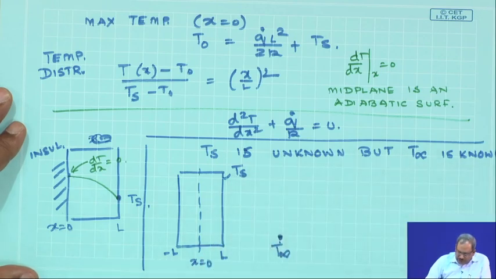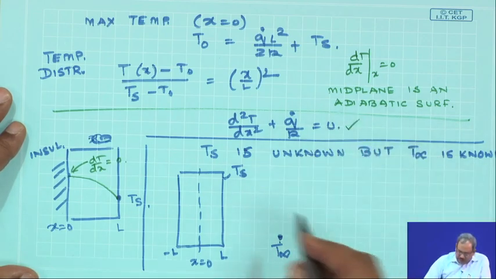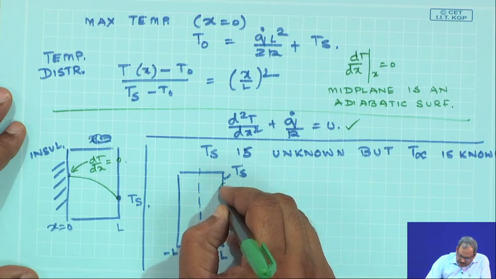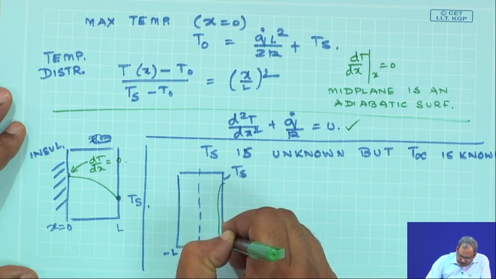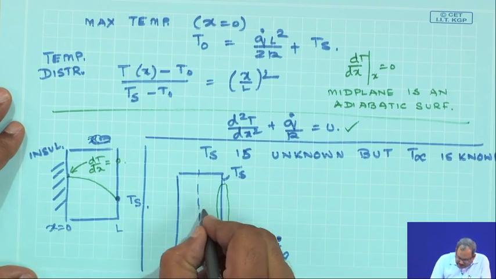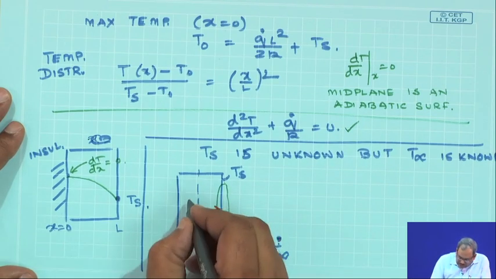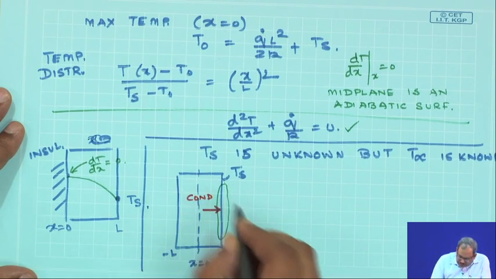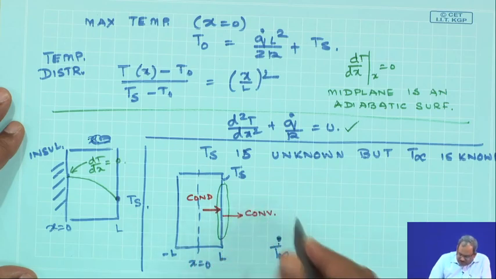In order to do that, the governing equation will still be the same. The only thing that will change is, I am going to take this as my control surface, and whatever heat comes to the control surface by conduction must be taken out by convection.